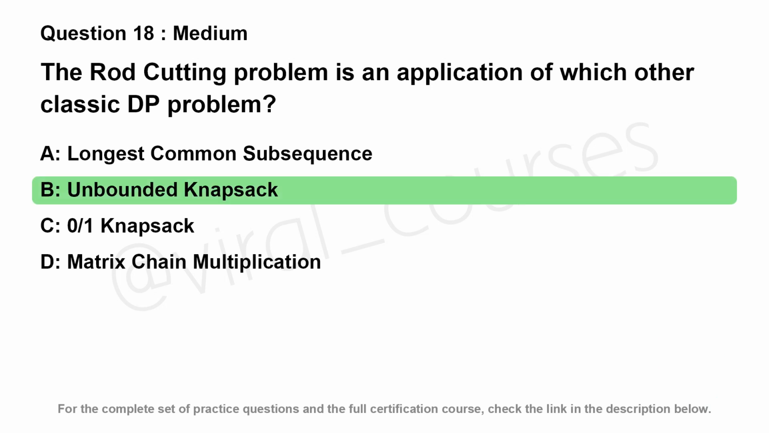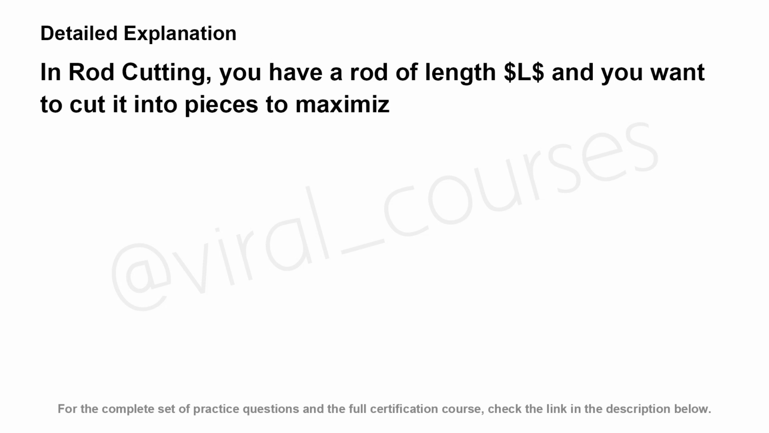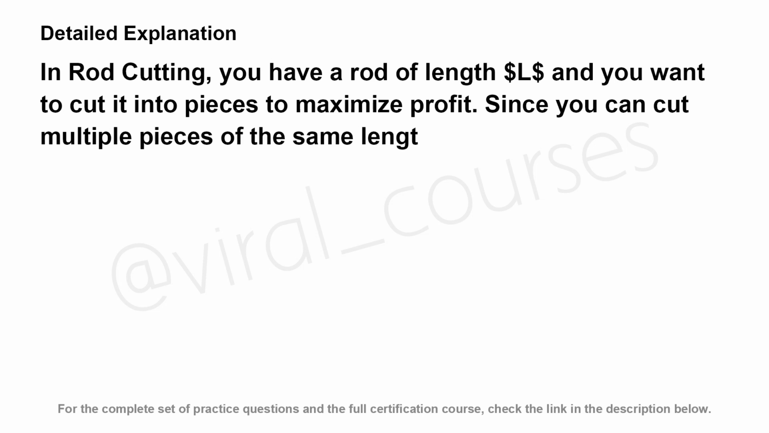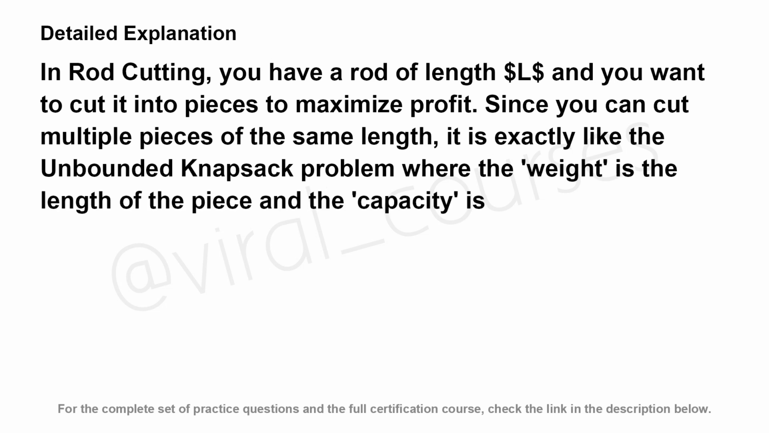The correct answer is B. In rod cutting, you have a rod of length L and you want to cut it into pieces to maximize profit. Since you can cut multiple pieces of the same length, it is exactly like the unbounded knapsack problem, where the weight is the length of the piece and the capacity is the total length of the rod.